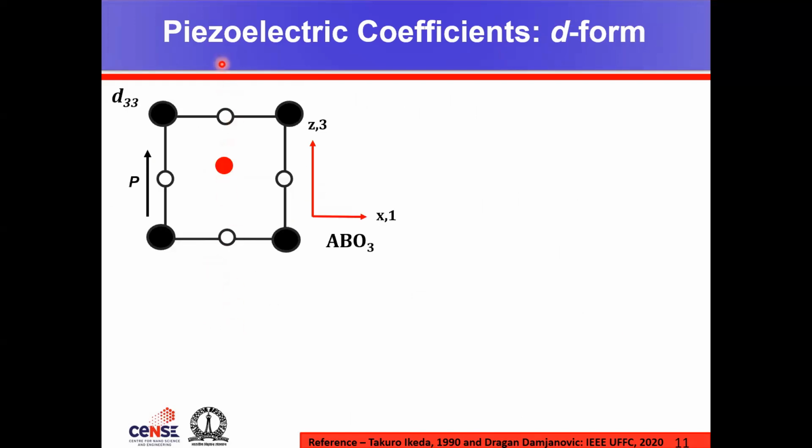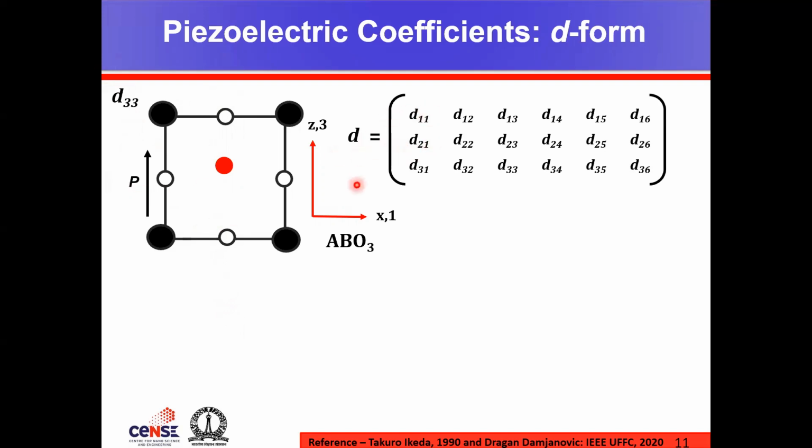Now, consider the case where the applied mechanical stress is along the same axis and the charge is also collected along the same axis. Here we look at the D33 coefficient. This is the matrix that we know over here. This is the phase that we are looking into.